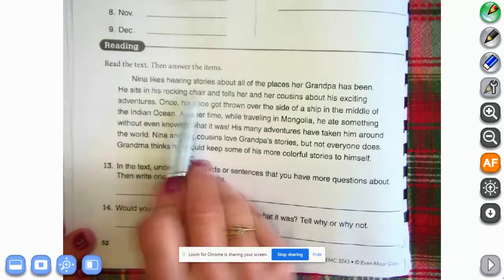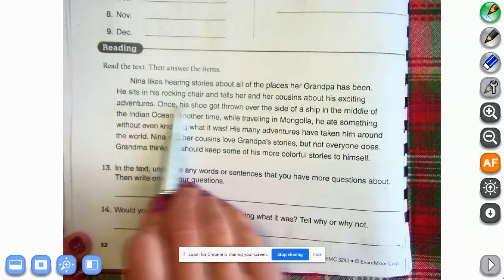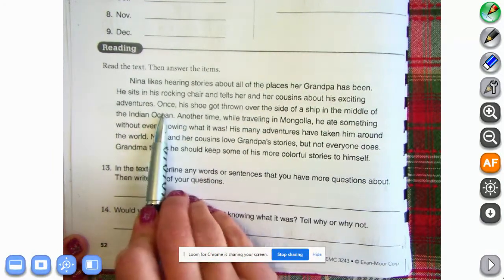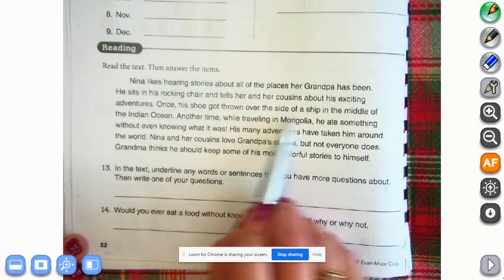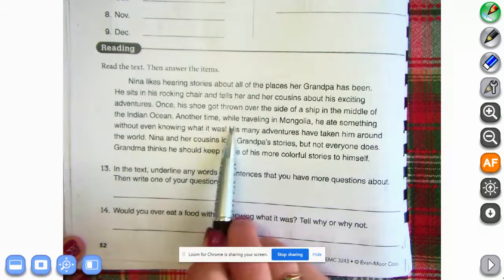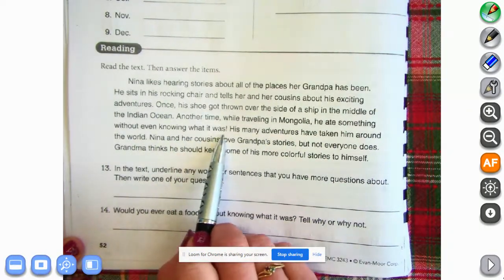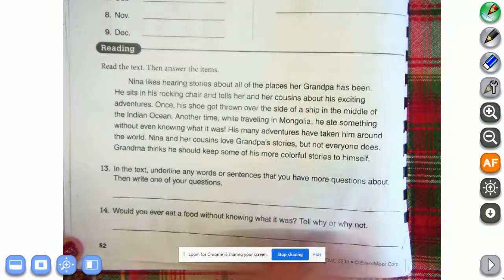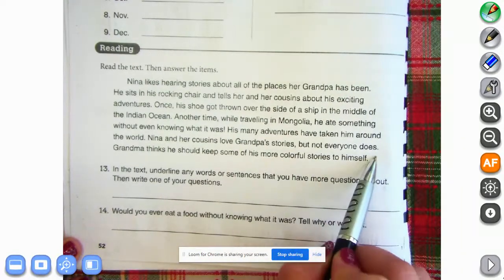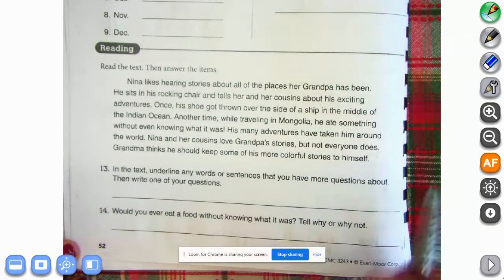Nina likes hearing stories about all of the places her grandpa has been. He sits in his rocking chair and tells her and her cousins about his exciting adventures. Once, his shoe got thrown over the side of a ship in the middle of the Indian Ocean. Another time, while traveling in Mongolia, he ate something without even knowing what it was. His many adventures have taken him around the world. Nina and her cousins love Grandpa's stories, but not everyone does. Grandma thinks he should keep some of his more colorful stories to himself.